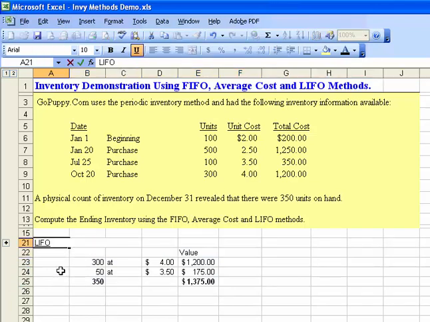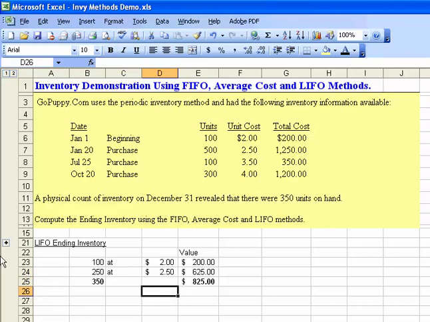Okay, so under LIFO, we will start off with the first 100 units from beginning inventory at $2. We have to account for 350. So the next layer down, we have 500 units. Well, we don't need all 500. We actually only need 250, and that purchase price was $2.50 per unit, and there is our answer. Under LIFO, we would have $825 in ending inventory for those 350 units.